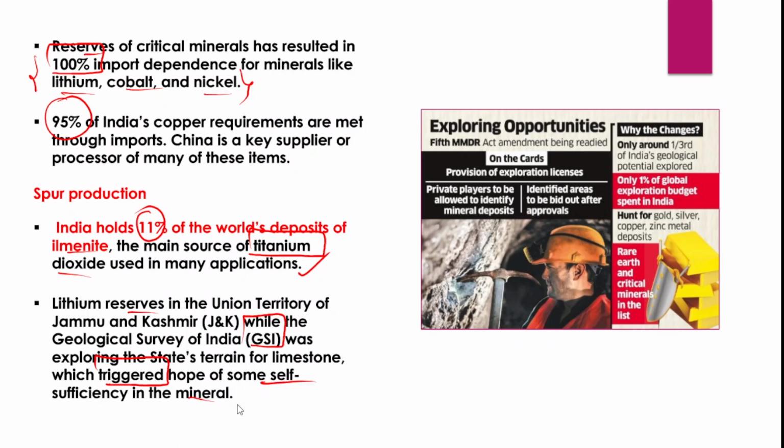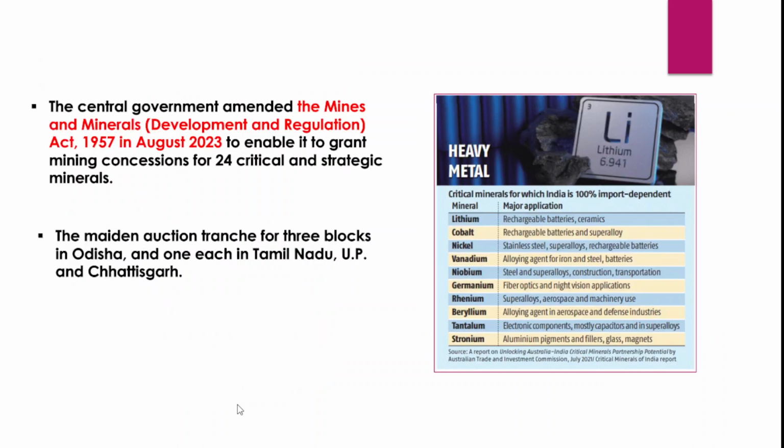Because of that, there has been an increased emphasis on the exploration and mining of these critical minerals so that we can achieve self-reliance and self-sufficiency. In fact, the central government amended the Mines and Minerals Development and Regulation Act of 1957 on August 9, 2023. This amendment has enabled the central government to grant mining concessions for 24 critical and strategic minerals. And apart from that, there was the maiden auction of critical minerals in India for 3 blocks in Odisha and 1 each in the states of Tamil Nadu, UP and Chhattisgarh.